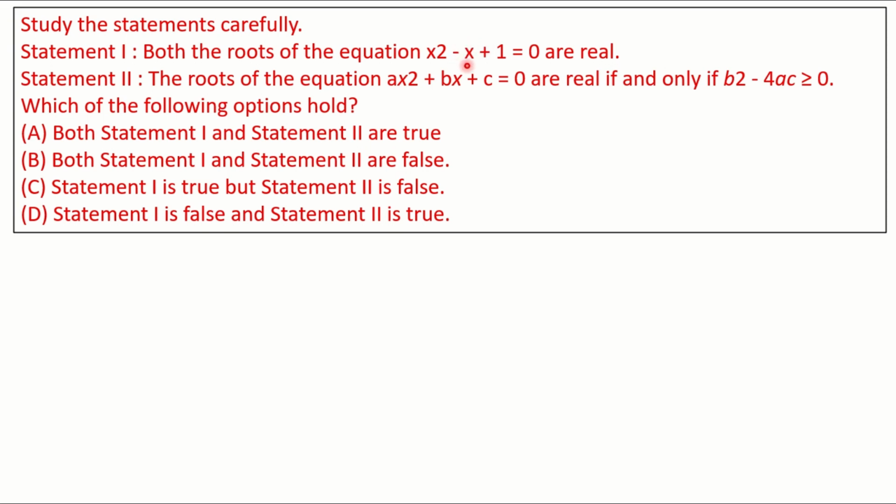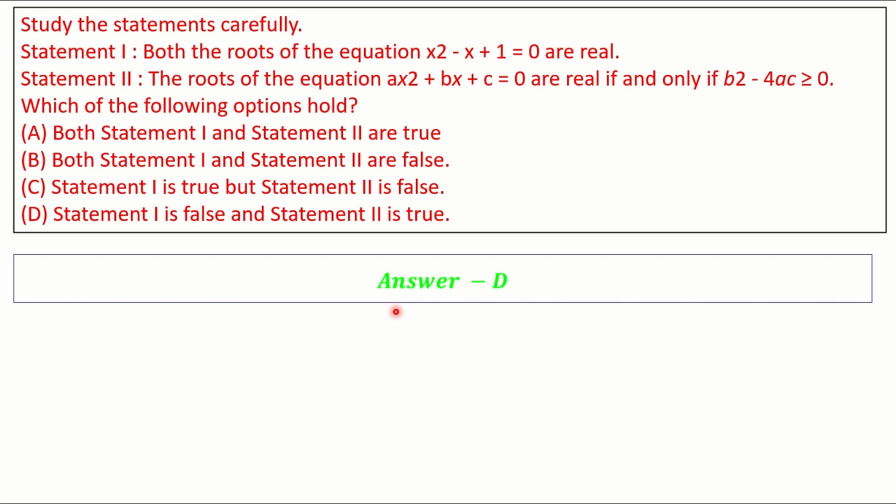Statement 1, let's find out the discriminant. b square minus 4ac. b square is minus 1 whole square, which is 1, minus 4 into 1. So 1 minus 4 is minus 3. So obviously, this doesn't have a real root. So statement 1 is false, statement 2 is true. That is D, the answer. Easy.